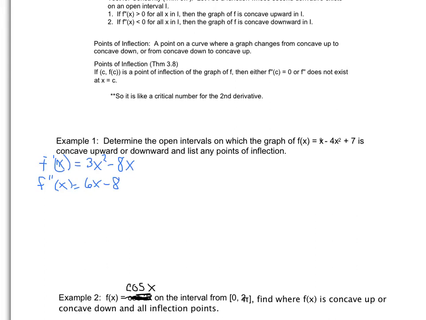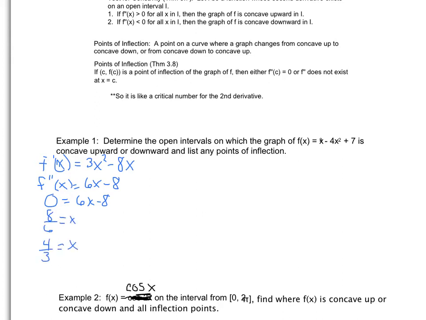So again, if I can find my inflection points, the spots where the concavity changes, then I can determine what's happening before it changes. Was it up or was it down? My inflection points occur where my second derivative is either 0 or undefined. So I'm going to set this equal to 0. Then solving this linear equation, I have 8 over 6 equals x, so 4 over 3.